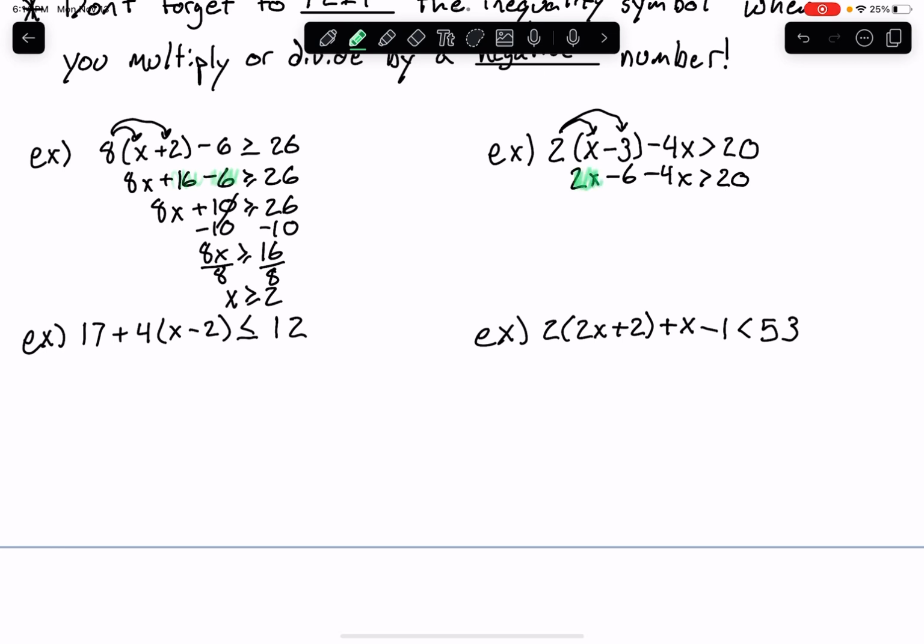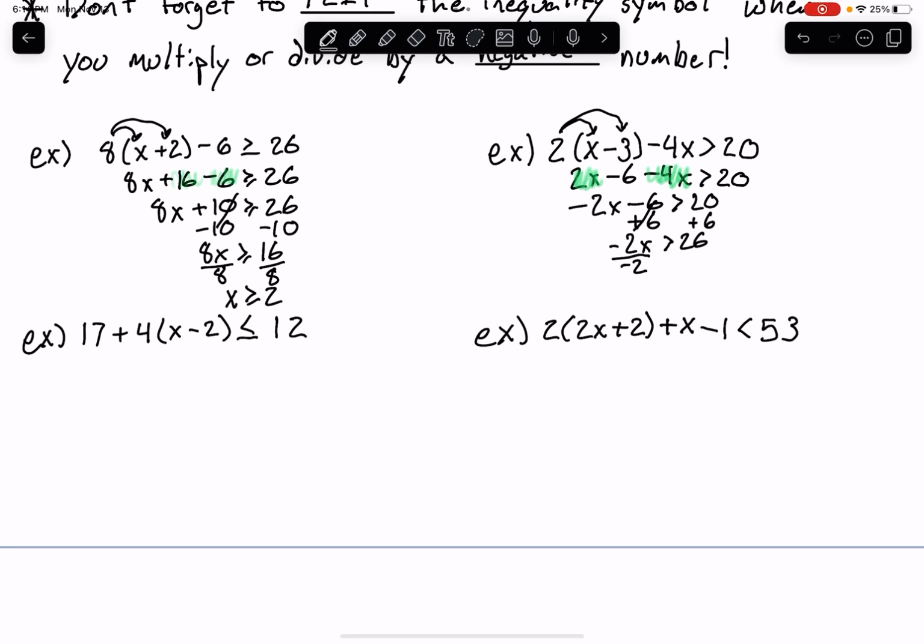All right, so checking out our like terms that we have to combine. We've got a 2x and a minus 4x here. So I'm going to combine those. 2x minus 4x will leave us with a negative 2x and minus 6 greater than 20. From here, just a two-step. So we're going to add our constant of 6 plus 6. Negative 2x is then greater than 26.